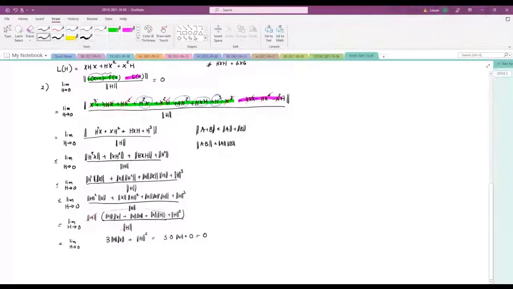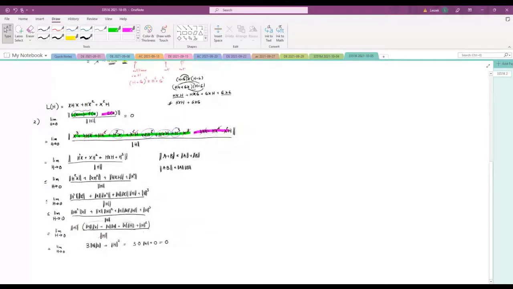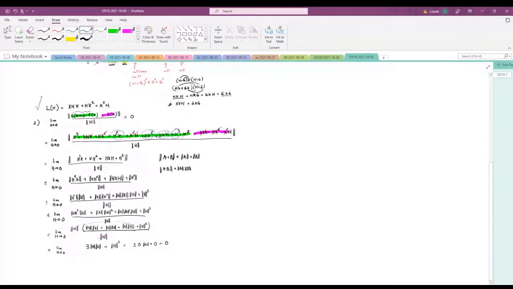At the end of the day, this limit turned out to be 0. So indeed, our linear operator here satisfies the definition of derivative. So our derivative can be thought of as that function on H.